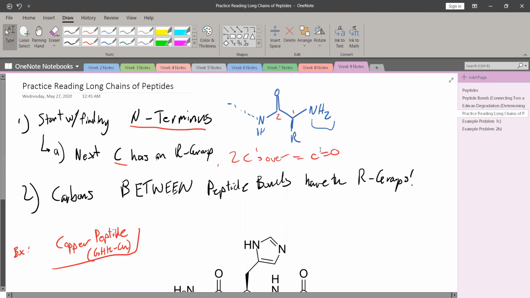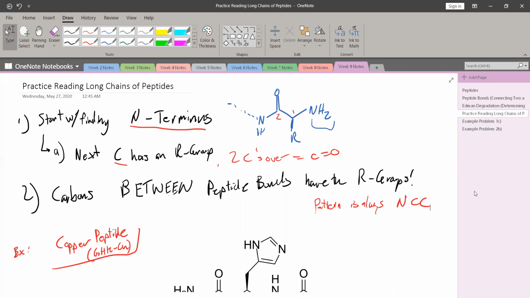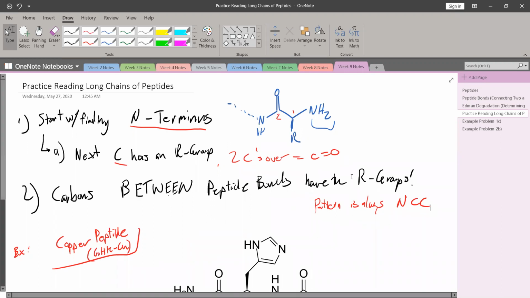Okay, now after we find the NH2 group, then we can start following the backbone. The pattern of the backbone is always NCC. So N-terminus to a chiral carbon into some kind of C double bond O. And then carbons between the peptide bonds. So let's say this is part of the peptide bond, this is part of the peptide bond, and this one right here will have the R groups.